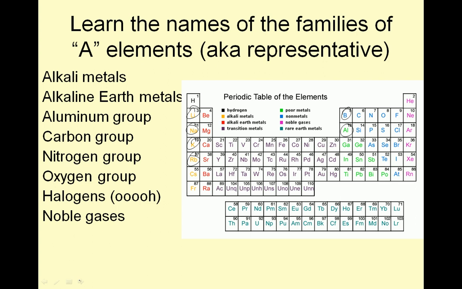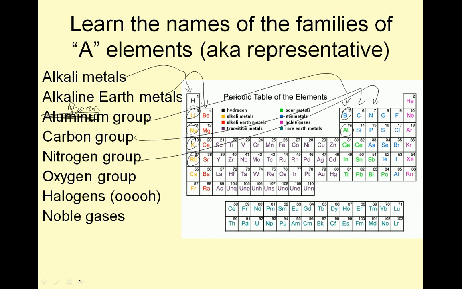We need to know which family is which. These are called alkali metals. These are called alkaline earth metals. These are called the, oops, not aluminum group anymore, it's the boron group. Sorry. Boron group, carbon group, nitrogen group. Boy, this is hard. Oxygen group, the one that starts right there. Halogens, that's a different name, and noble gases. So, just name the groups.